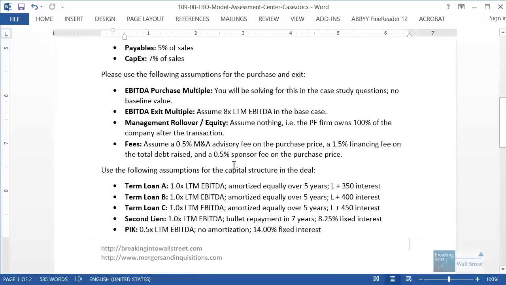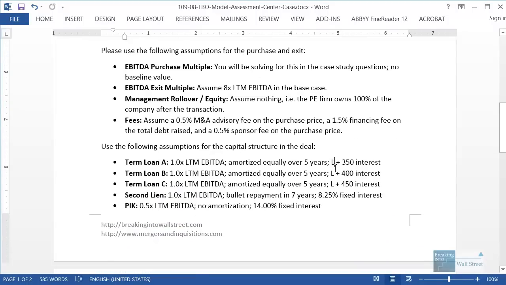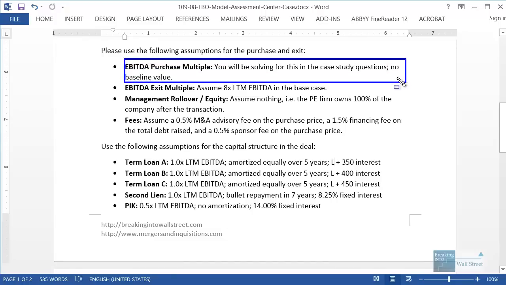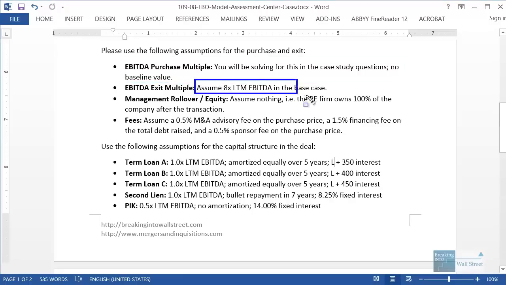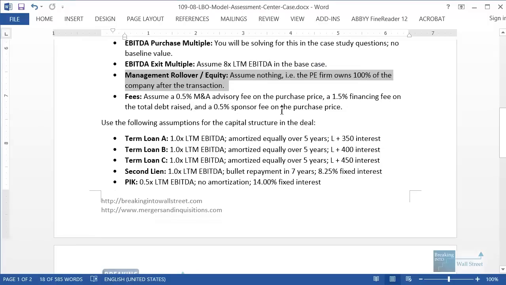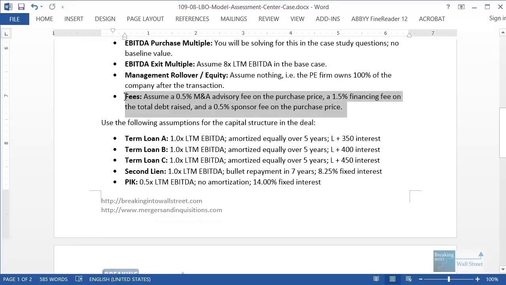For the purchase and exit, they're doing a few tricky things here. First off, they're not telling us the actual purchase price for the company. They're saying that we're going to have to solve for the EBITDA purchase multiple in this case. They are telling us to assume an 8x exit multiple in the base case. They're telling us there is no management rollover or management equity, so that simplifies things. And then they're giving us the fees, the M&A advisory fee for the bankers working on this deal, the financing fee for the debt, and then the sponsor fee on the purchase price.